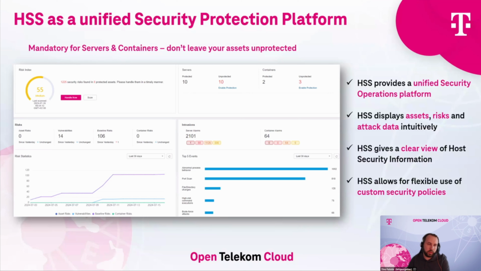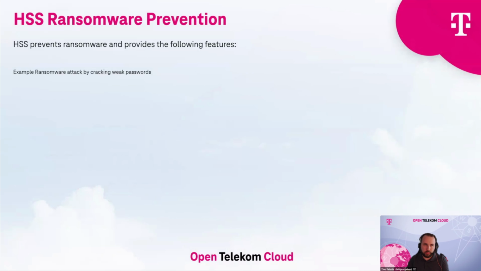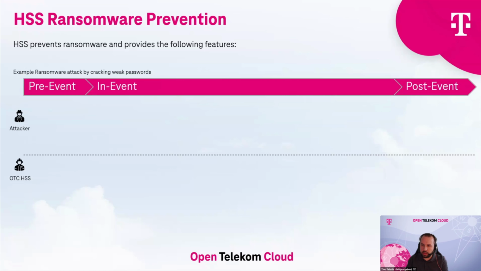Now I want to explain to you the top features of the service. Most importantly is the ransomware prevention. And I want to give you an overview about how does it work. So let's imagine we have some ransomware attack going on, and we want to understand how it works. So I just choose an example of some attacker is cracking weak passwords and is coming into your environment. I divide it into 3 parts. That is the pre-event, so before the ransomware is placed, then the in event, where the ransomware is actually happening, and the post event. Then we have on the left the attacker, and then we have our HSS service providing defense mechanisms.